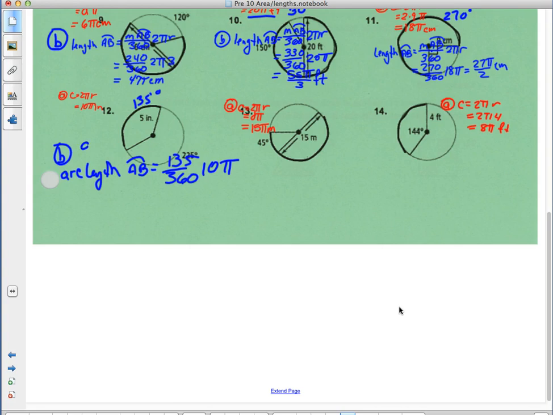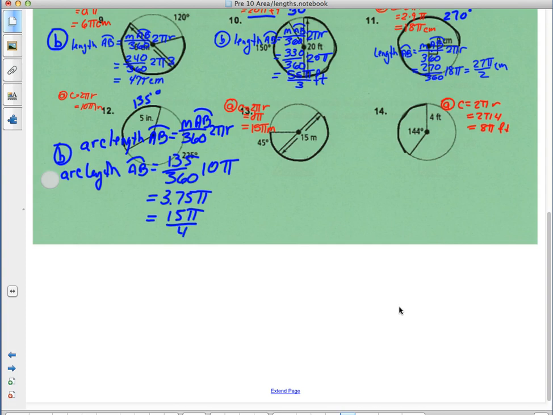Okay, and remember the formula we're using: length of AB is the measure of AB over 360 times 2 pi r. So with that stuff plugged in, 135 divided by 360 times 10, and it's 3.75. So I got 3.75 pi, but then I got to put it in my fraction, and it's 15 pi over 4.